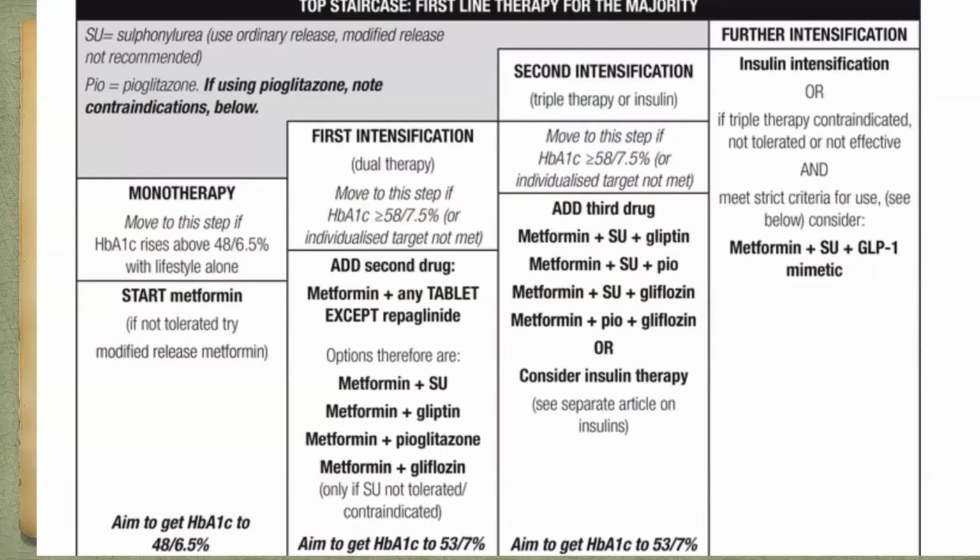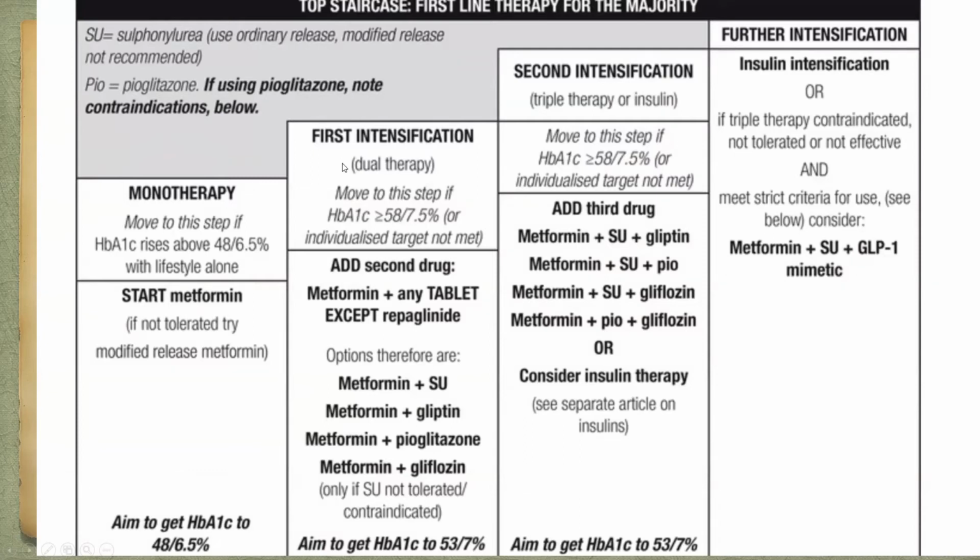This is a bit of a busy slide, but basically it summarizes the NICE advice on diabetes management. As I mentioned, for monotherapy, first and foremost, we will start with metformin. This is because of the cardiovascular benefit. So if lifestyle alone can't control the HbA1c, and HbA1c rises above 48 despite lifestyle, then we start metformin.